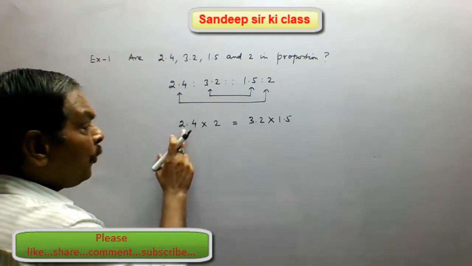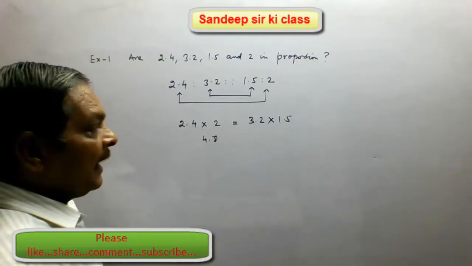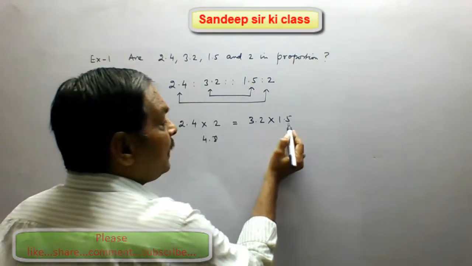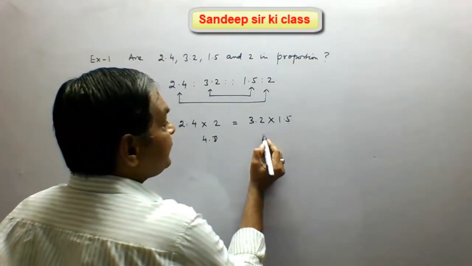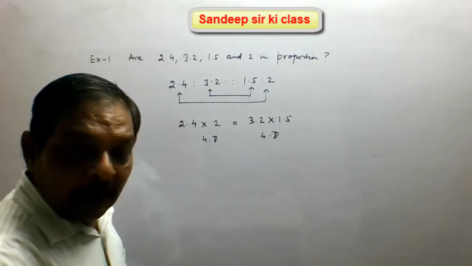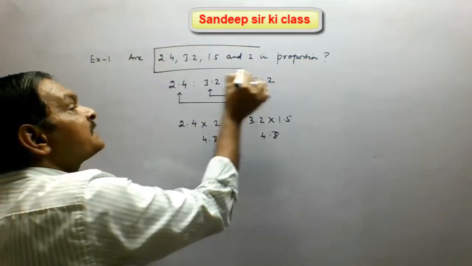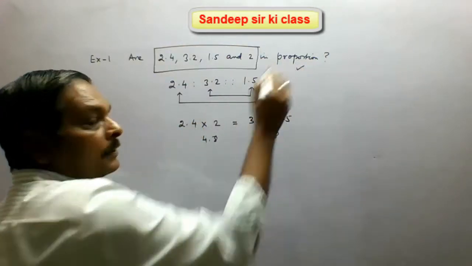Now 2.4 into 2 is 4.8 and 3.2 into 1.5 is also 4.8. So both are equal and hence these four numbers are in proportion.